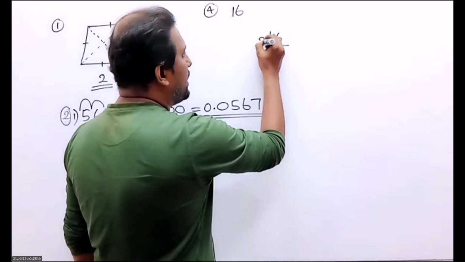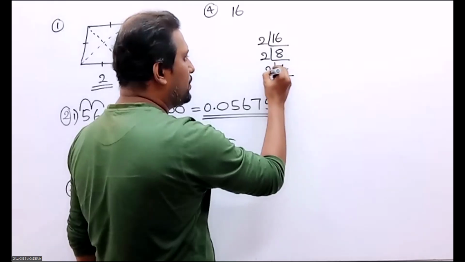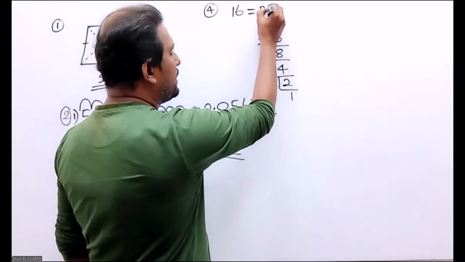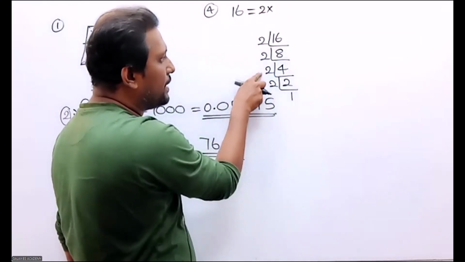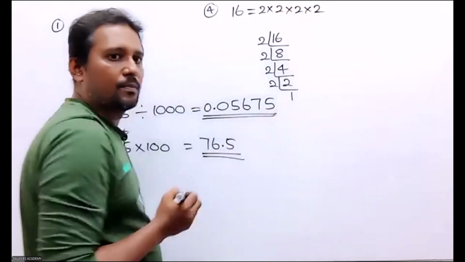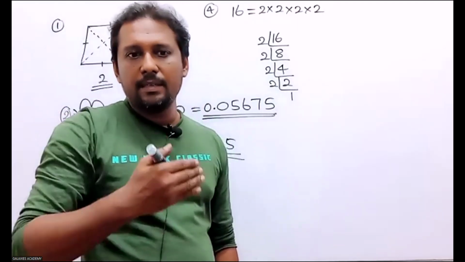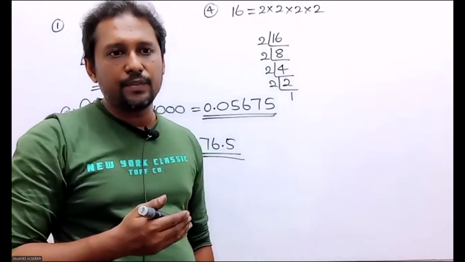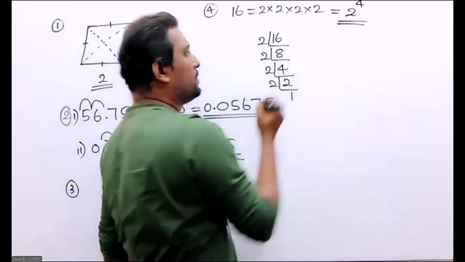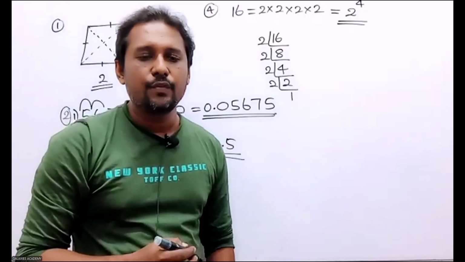16 we can divide by 2, 8. 8 divide 2, 4. 4 divide 2, 2. 2 divide 2, 1. Then 16 you can write 2 multiply 2 multiply 2 multiply 2. Right? This is the expanded form. Then the index form you can write of this one. How you can write? 2 to the power 4. Right? It is the fourth question.